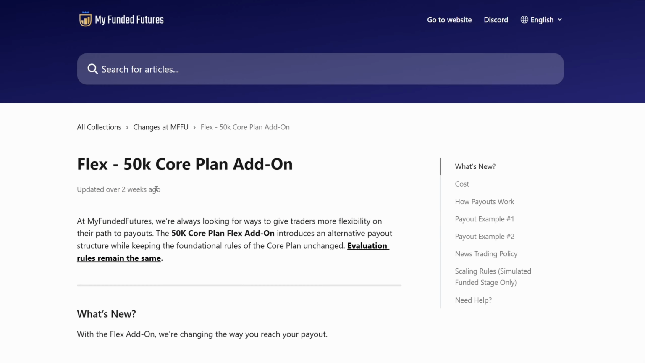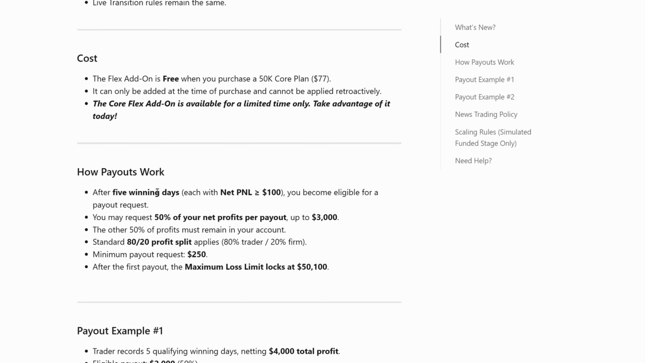Now, if you decide to add the Flex add-on, let's scroll down here real quick and we can see after 5 winning days, each day you must net over $100. So that's pretty much the same as if you don't have the Flex add-on. However, here's where it's drastically different. Traders may request 50% of their net profit per payout up to $3,000. So that means if you've accumulated $6,000 of profit, you are able to request a $3,000 payout. The other 50% of the profits will stay in the account, which at that point will give you a larger buffer, aka more drawdown in that account. The minimum payout requirement is going to be $250, and that is regardless if you add the Flex add-on or not.